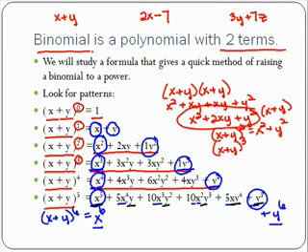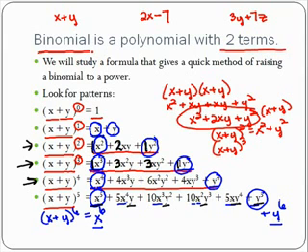Another thing I notice is that, look at the coefficients. So let's go up to this one, and I'm going to look at the coefficients of the expansion. So I've got a 1x squared, I've got a 2xy, and I've got a 1y squared. If I look at the coefficients of this expansion, I have a 1, a 3, a 3, and another 1.